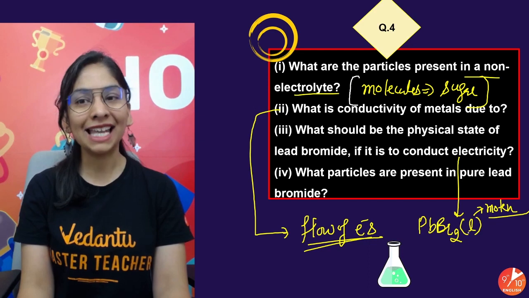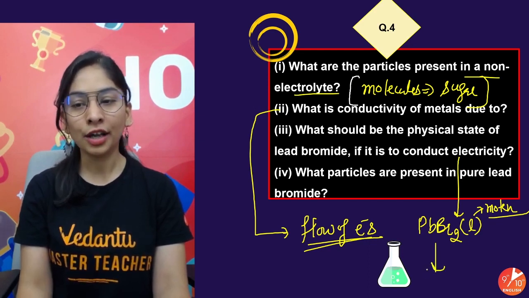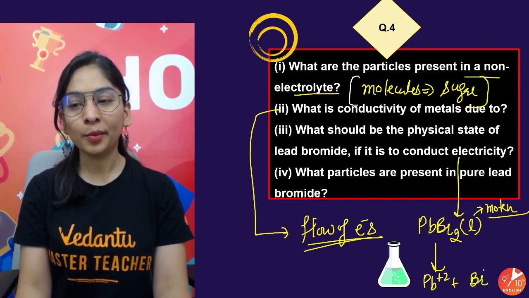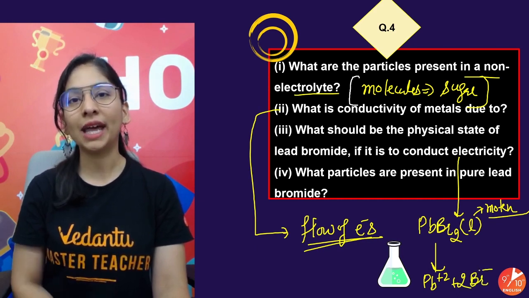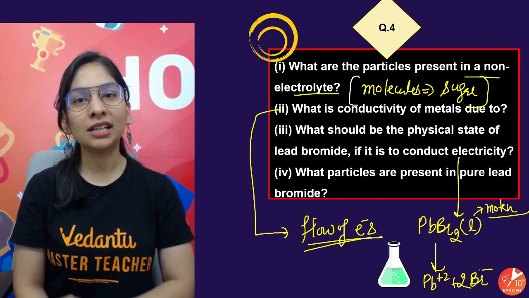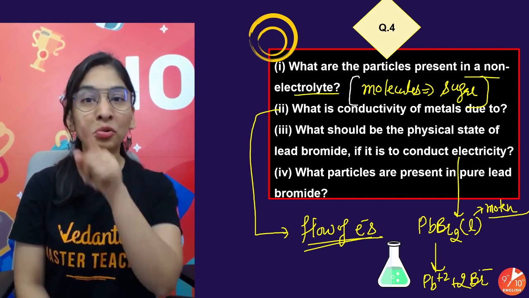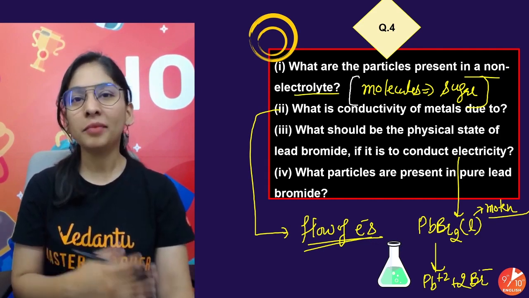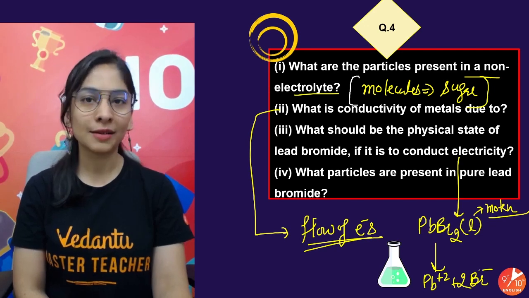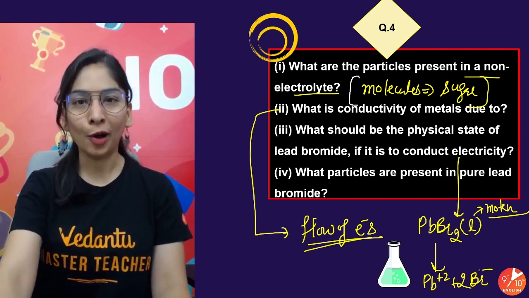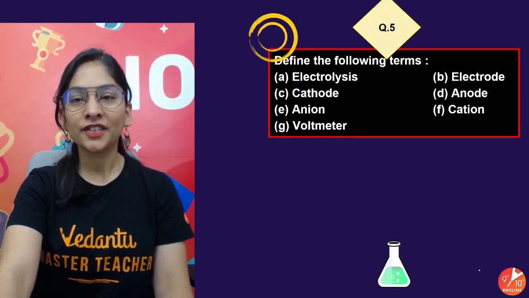So what particles are going to be present in pure lead bromide? Pure lead bromide means I'll take it in the molten form, no water. It is going to dissociate into lead ions and definitely bromide ions. You should know the charge and valency. Otherwise, if you write it in a wrong way, like Br2 negative, that doesn't make sense and you can lose some of your marks. So please make sure to do it properly.